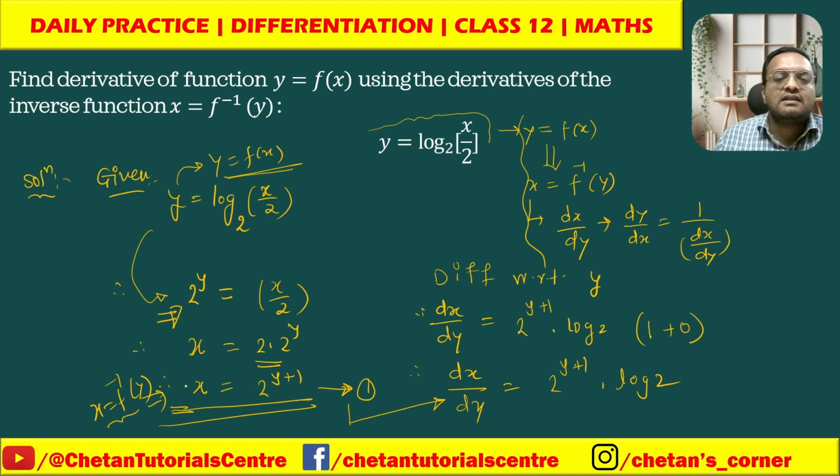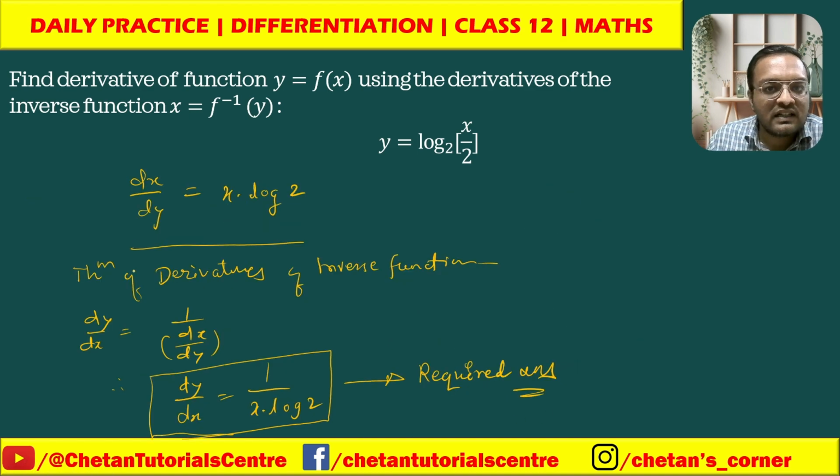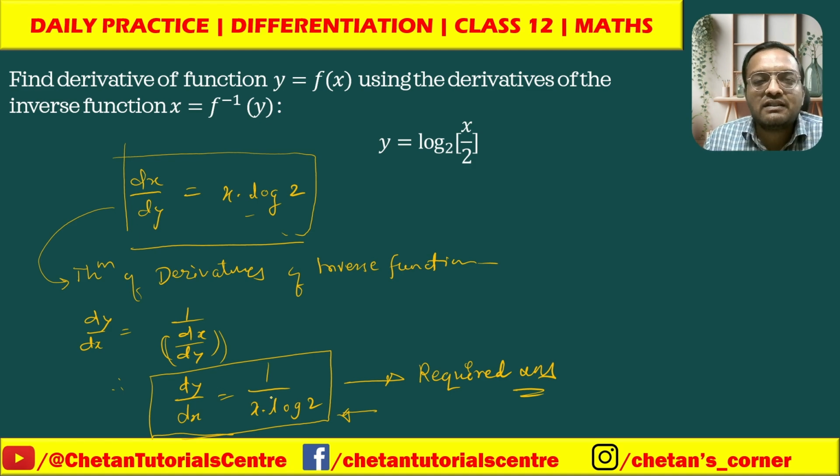Now once we get this x is equal to f inverse of y, we differentiate this function with respect to y and obtain the value of dx by dy, which is x into log of 2. Now once we get this value, we will use the theorem of derivatives of inverse function, which is dy by dx is equal to 1 upon dx by dy. And once we substitute the value of dx by dy, we get the required answer, which is 1 upon x into log of 2. So in this way, we solve this given question.